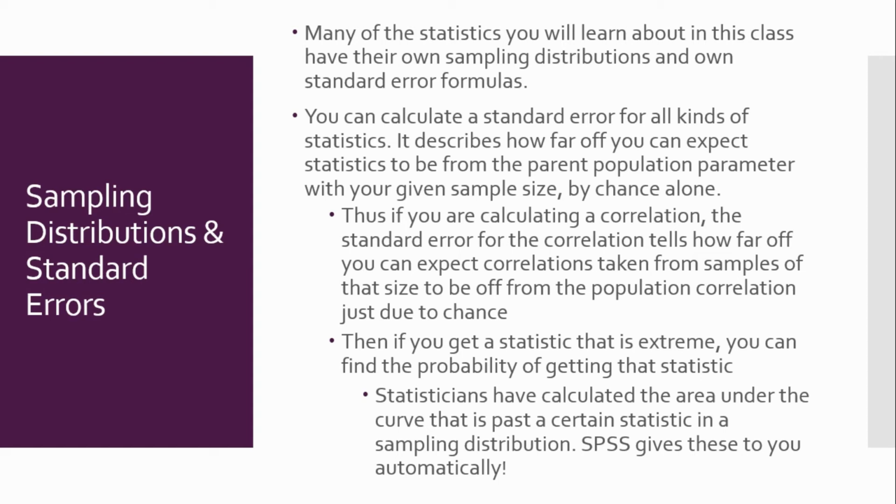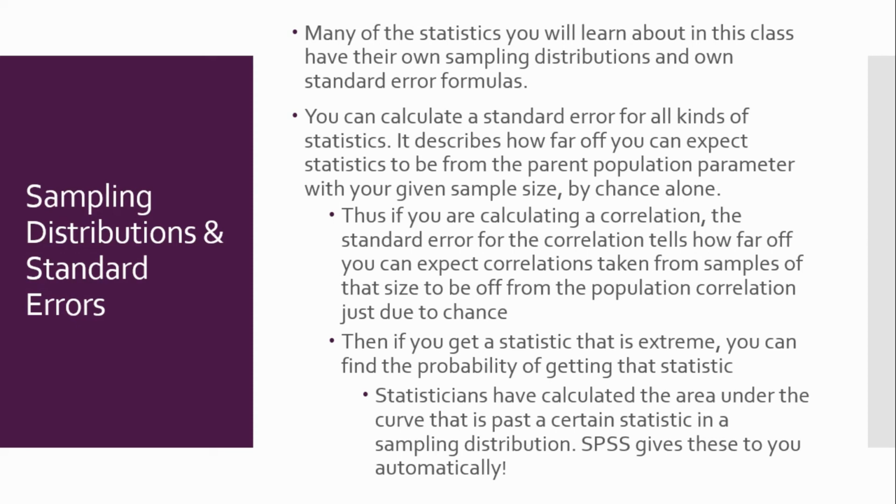So that sampling distribution doesn't just apply to the mean, it can apply to any statistic, and it's going to apply to pretty much all the statistics that you will learn about in the next class. And that's helpful because if we know what point along the sampling distribution of that statistic our specific statistic, calculated in our specific study, falls, then we can know how extreme it is, how rare it is.